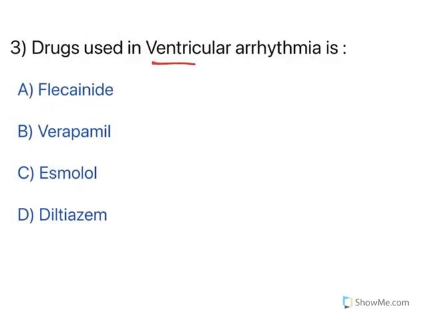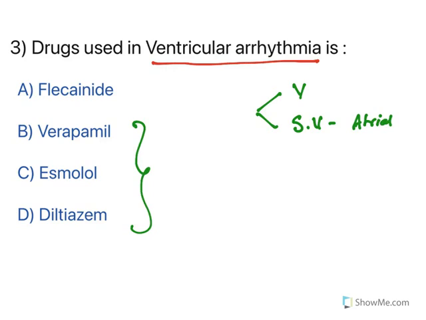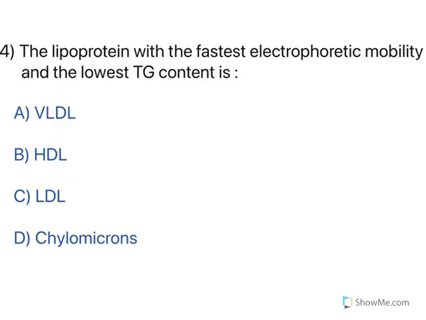Now, drugs used in ventricular arrhythmias. While treating arrhythmia, there are two types: ventricular arrhythmia and supraventricular or atrial arrhythmia. In the choices given, verapamil, esmolol, diltiazem, all the three are used to treat supraventricular arrhythmia, whereas flecainide is a drug of choice to treat ventricular arrhythmia. So, option A is the correct one. Moving to the next one.